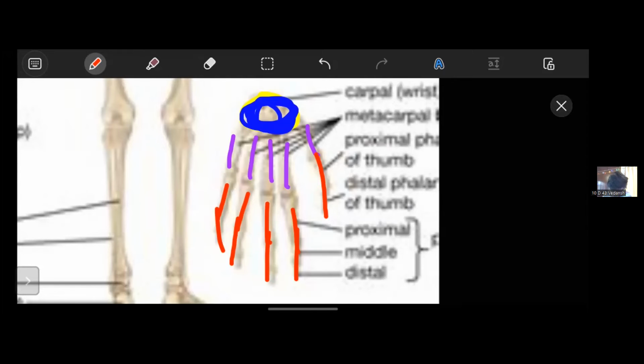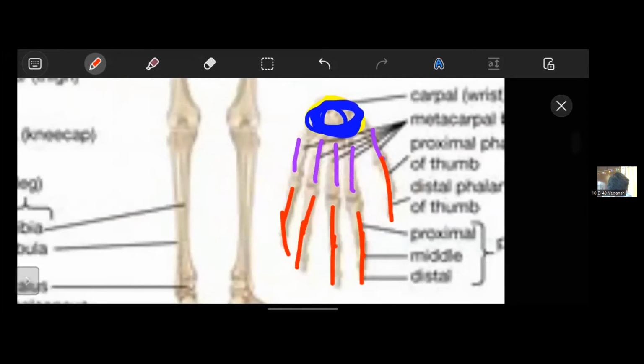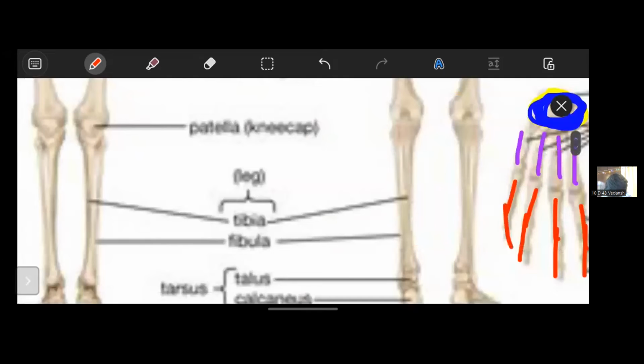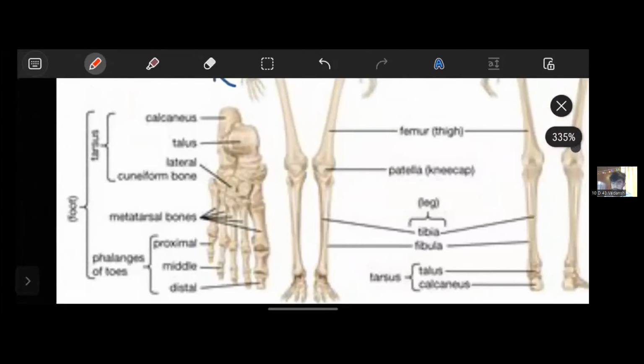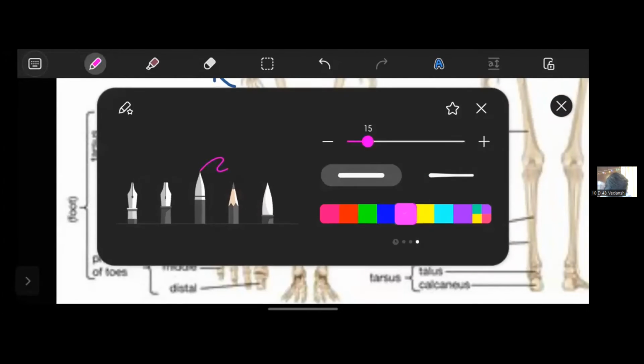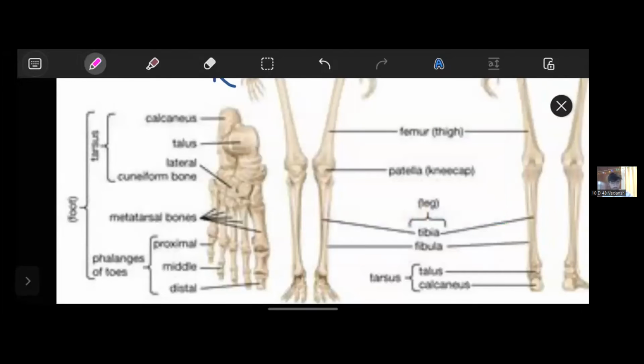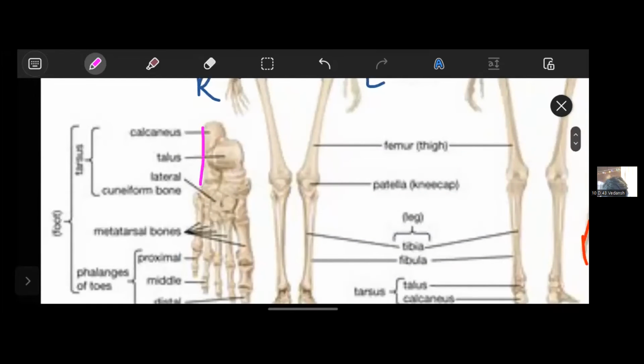Now, let us look at the leg, or you can say the lower part of the foot. The foot has tarsals over here. This whole region is named the tarsals.